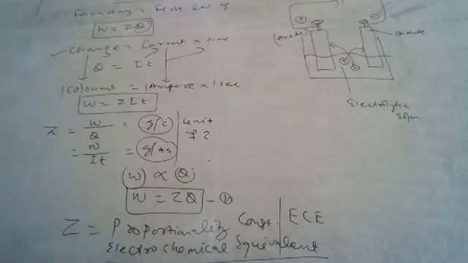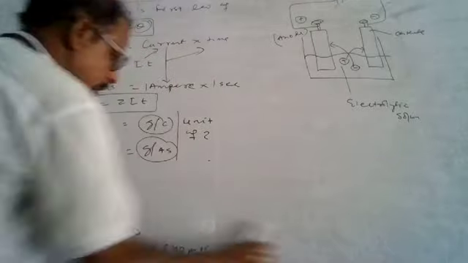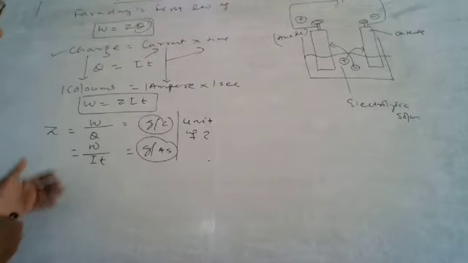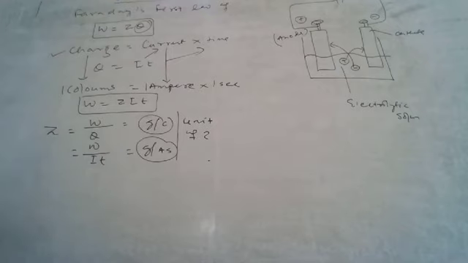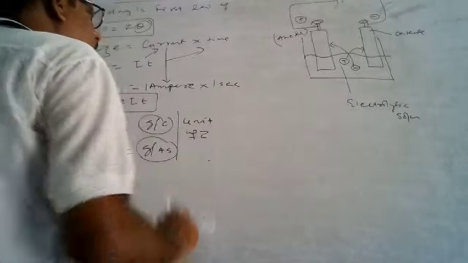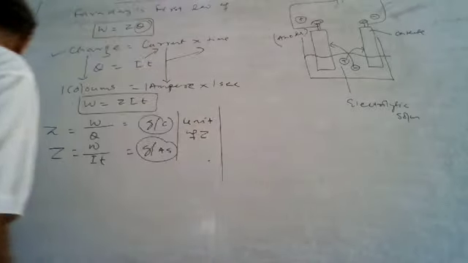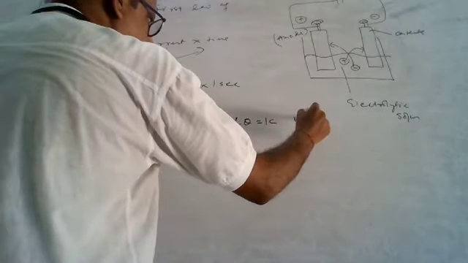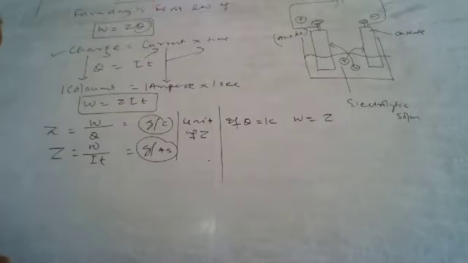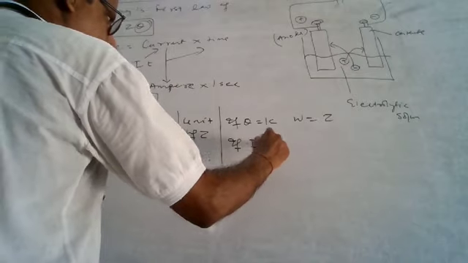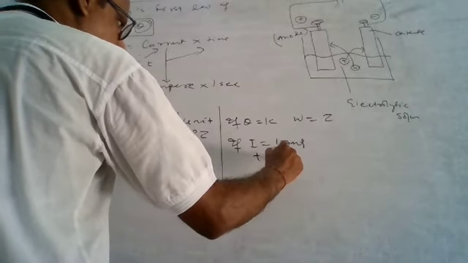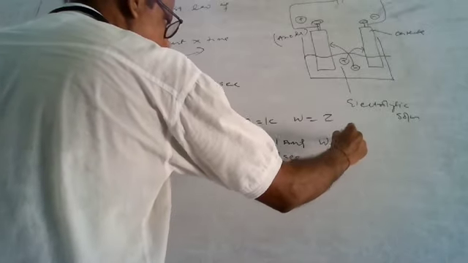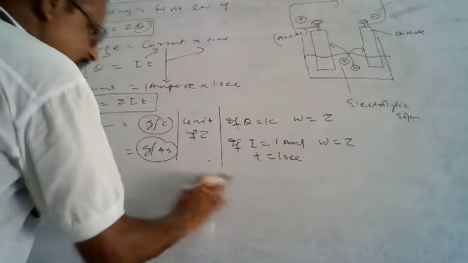The unit of Z is gram per coulomb or gram per ampere into second. So now, what is the definition of Z? If Q is equal to 1 coulomb, then W is equal to Z. If I is equal to 1 ampere and T is equal to 1 second, then W is also equal to Z.